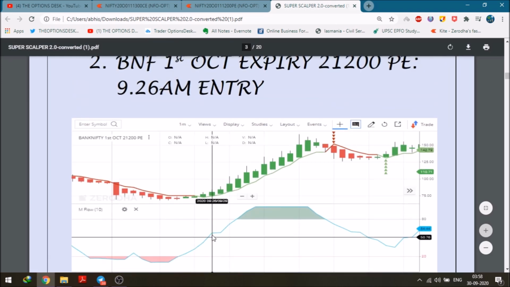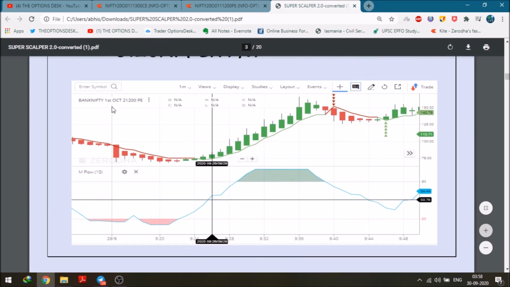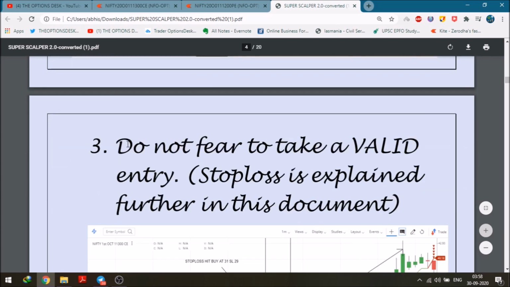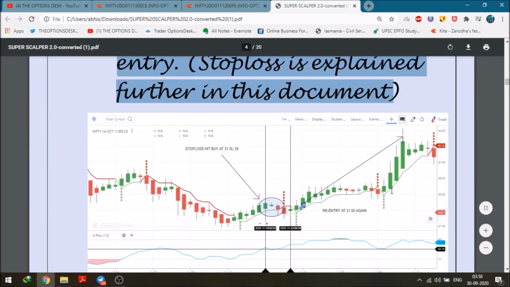At this particular point, I took an entry. As you can see, 21,200 put option is written here. 1 minute chart, same everything. 50 is the level that I have marked. Okay, now let's go down. Do not fear. Let's see the third point. Do not fear to take a valid entry. Stop loss is explained further in this document. Okay, now what is a valid entry?